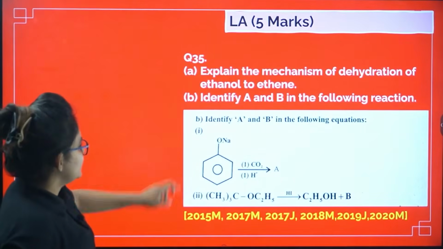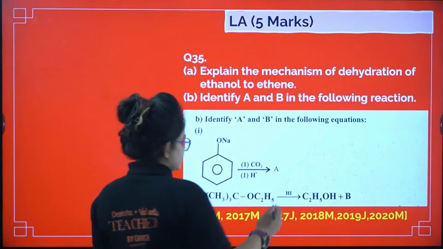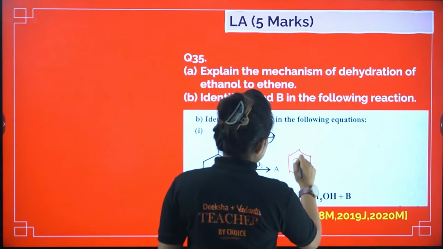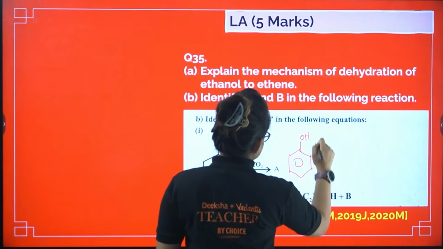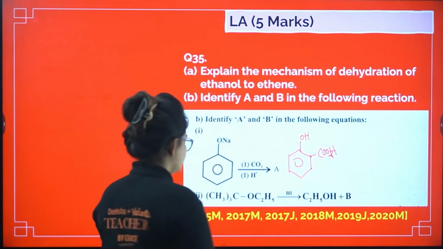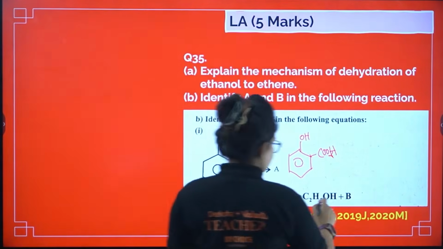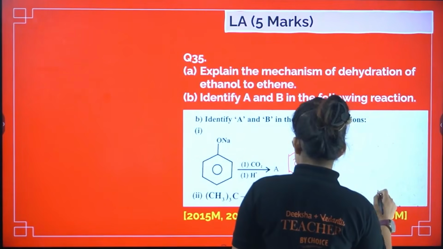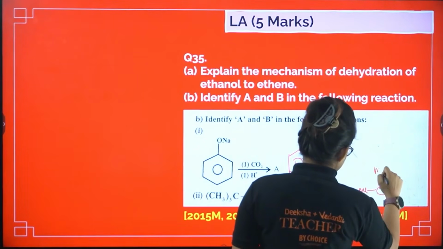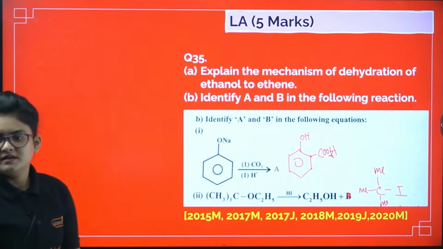Next you can see the question is to identify. So here you will end up with salicylic acid, right? Sorry, COOH. For this case, what you will get here is alcohol. Already we did this type of thing. Me here, Me here, Me here, I will get I, right? Let's proceed.